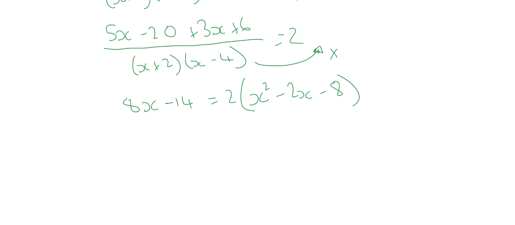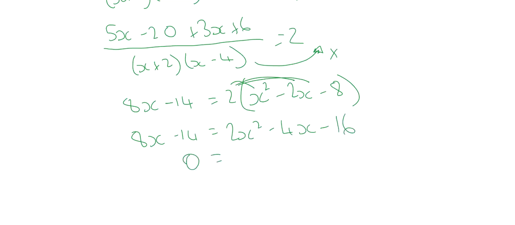So now I have 8x minus 14 equals, this 2 has to be distributed to everything. So 2x squared minus 4x minus 16. Now I need to make the whole thing equal 0. So I've still got 2x squared. I've got -4x minus another 8x, so that's -12x. I've got -16 plus 14, so that gives me -2. Now I can solve this.